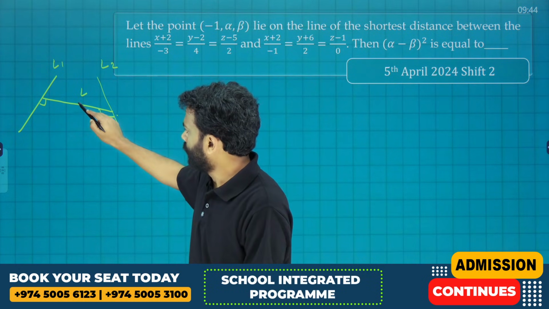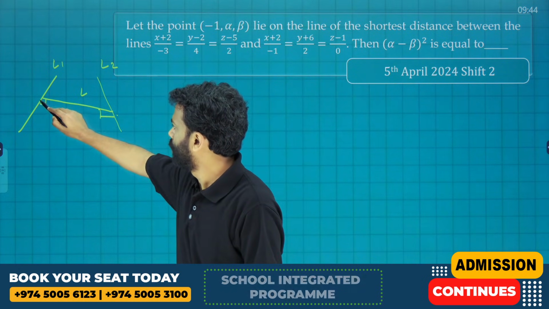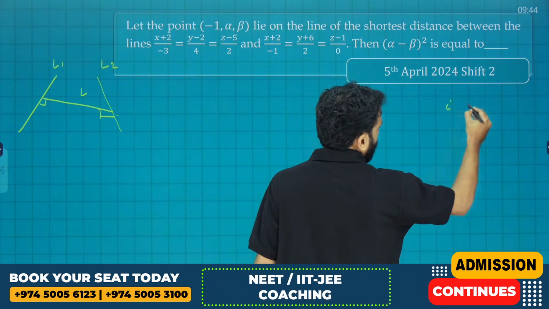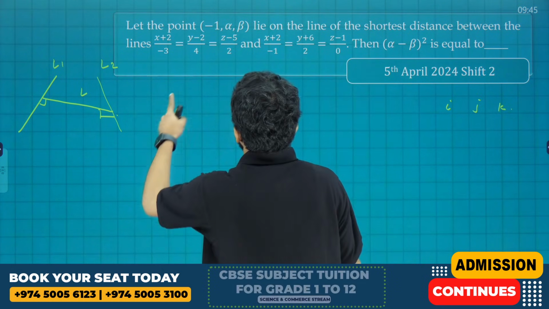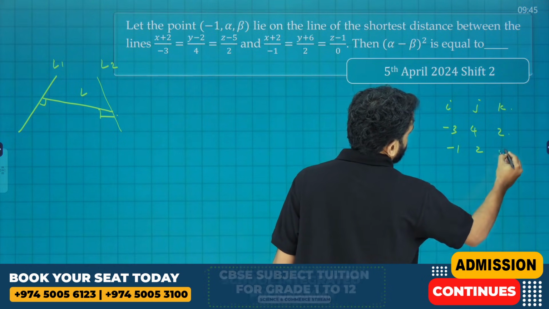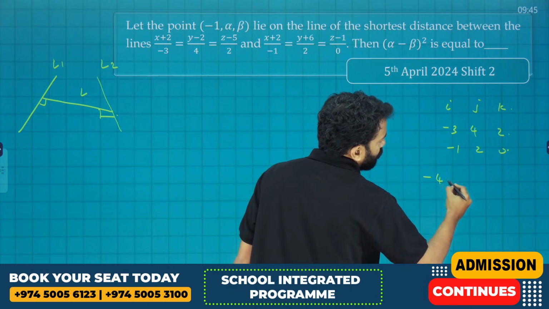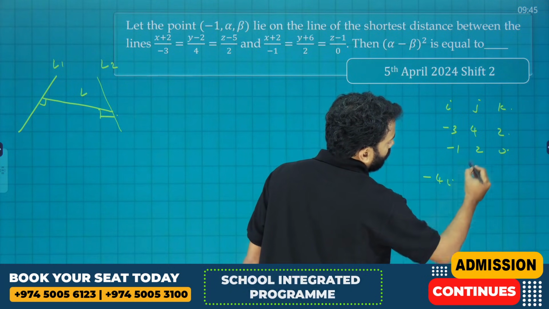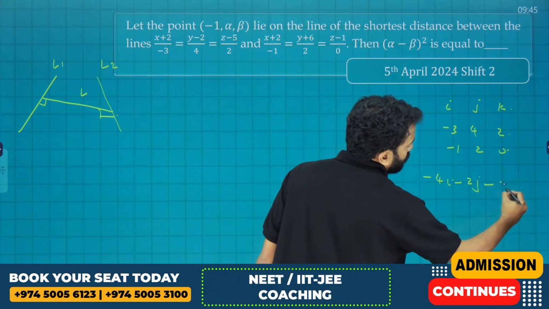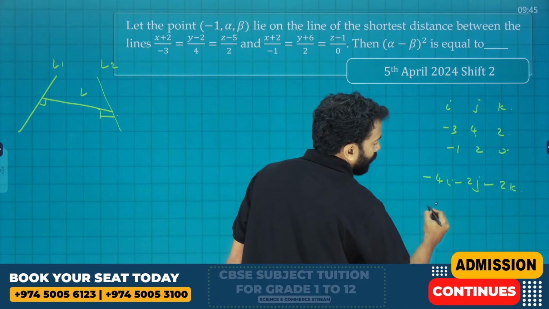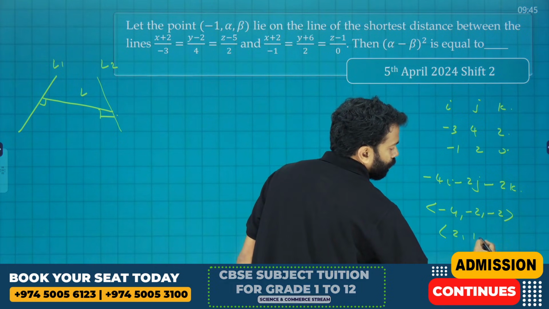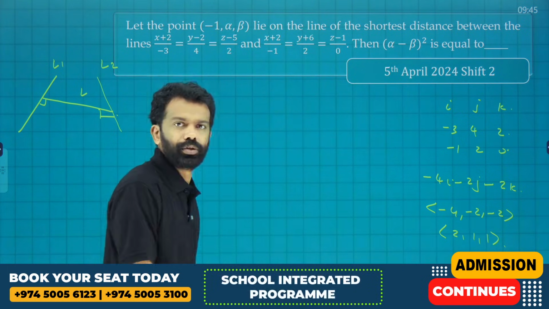Since this line L is perpendicular to these two lines, we need to formulate the direction ratios first. Therefore, direction ratios can be formulated using i, j, k and minus 3, 4, 2 and minus 1, 2, 0. Therefore, this will be minus 4i, minus 2j, minus 2k. Therefore it can be written like minus 4, minus 2, minus 2, which can be further written like 2, 1, 1. So its direction ratios are proportional to 2, 1, 1.